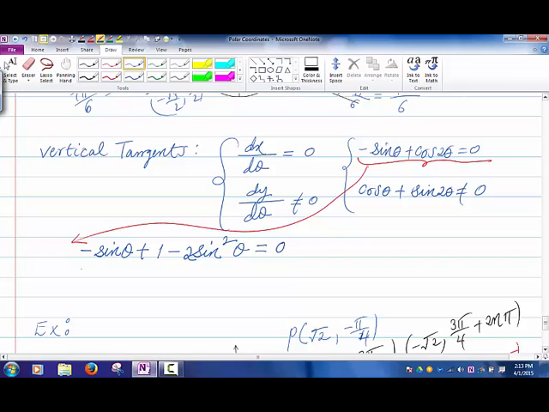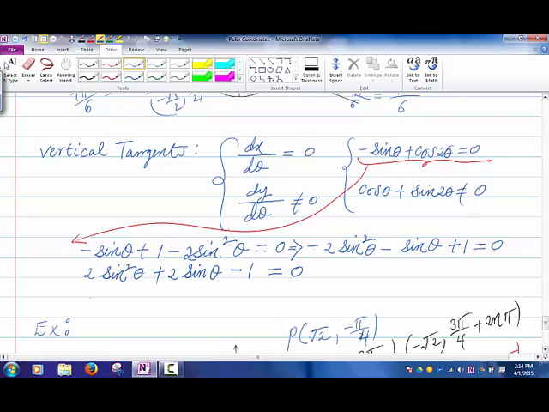Now what? Now you're going to rewrite this. I'm going to write negative 2 sine squared of theta minus sine theta plus 1 equals 0. Or let me multiply both sides by a negative. I'm going to get 2 sine squared of theta plus sine theta minus 1 equals 0.